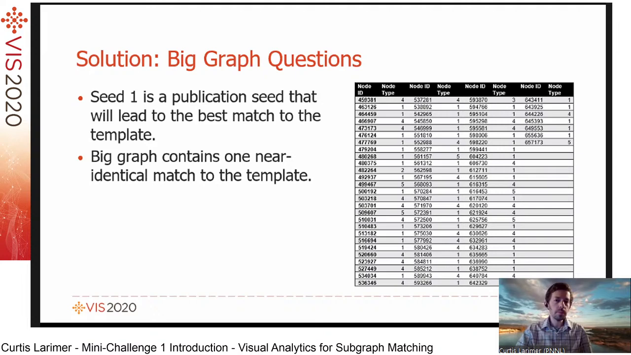On question two, we provided a number of seeds, and only one of those seeds actually was part of something that could be thought of as a near match to the template, and that was seed one. And then for question three, for those who were brave enough, willing enough to go forward into the large graph, there was one near identical match to the template. So this might be the part where you want to come back to the YouTube feed later and check these node IDs to see how close you got in your answer.